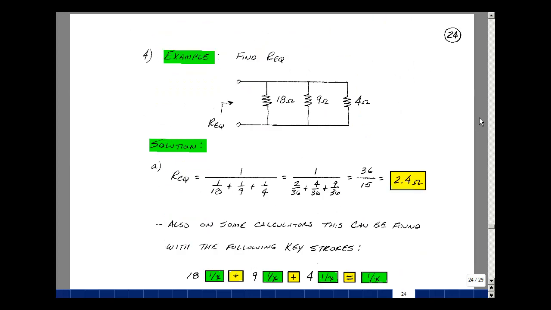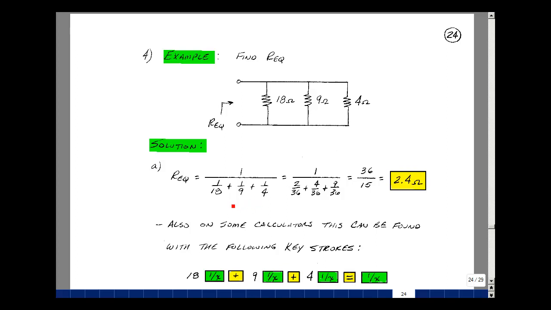Let's do an example. Suppose I have these three resistors in parallel, 18 ohms, 9 ohms, and 4 ohms, and I want to find the equivalent resistance looking into the terminals where these three are in parallel. Now, just taking our property, we would take the reciprocal of the sum of the conductances. So 1 over 18 plus 1 over 9 plus 1 over 4. The reciprocal will be R equivalent.